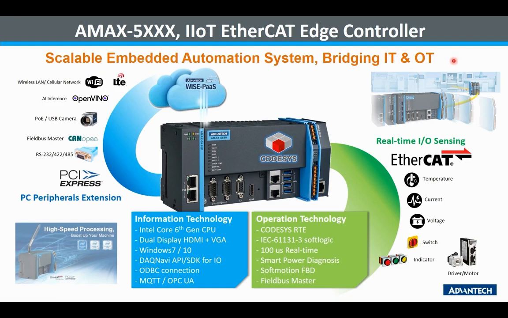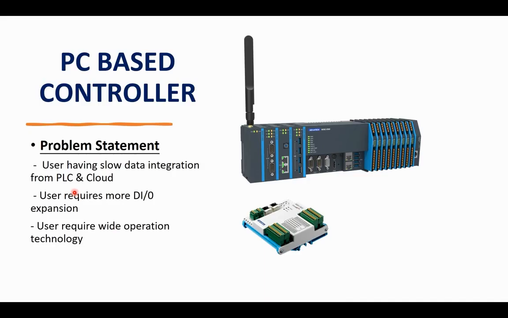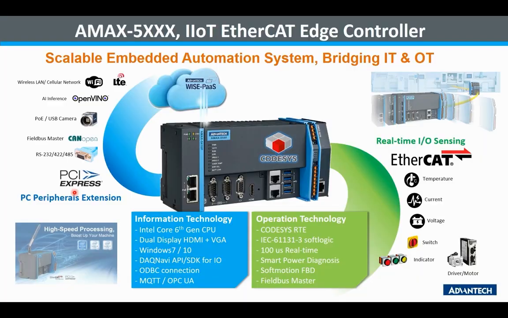Okay, from this picture you can see this is the product that I mentioned before. This PC-based controller can support wide operation, which is wireless, AI interface, PoE, camera, fieldbus master, RS232, and PCI Express, and so on. In detail, MX 5000 is a PC-based embedded automation system which is ready for logic and motion control. It's mainly to bridge IT and OT to speed up digital transformation in smart factories.